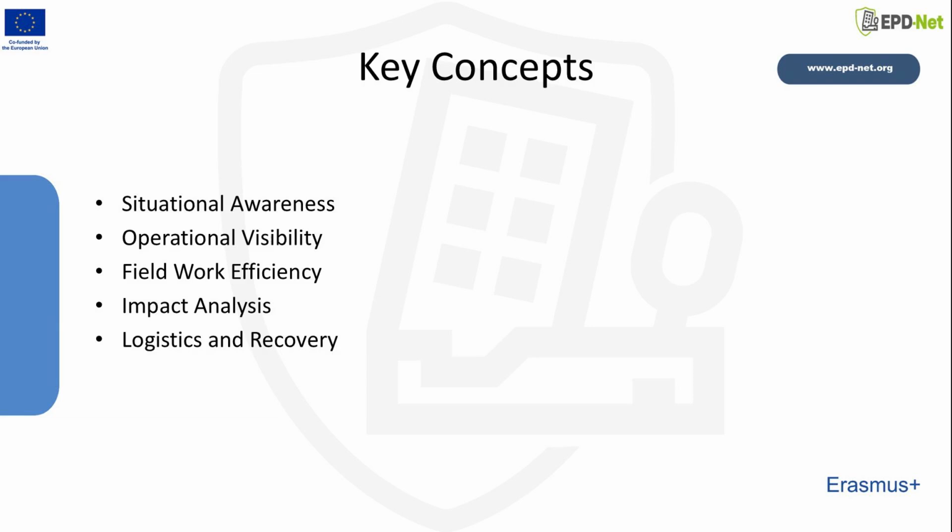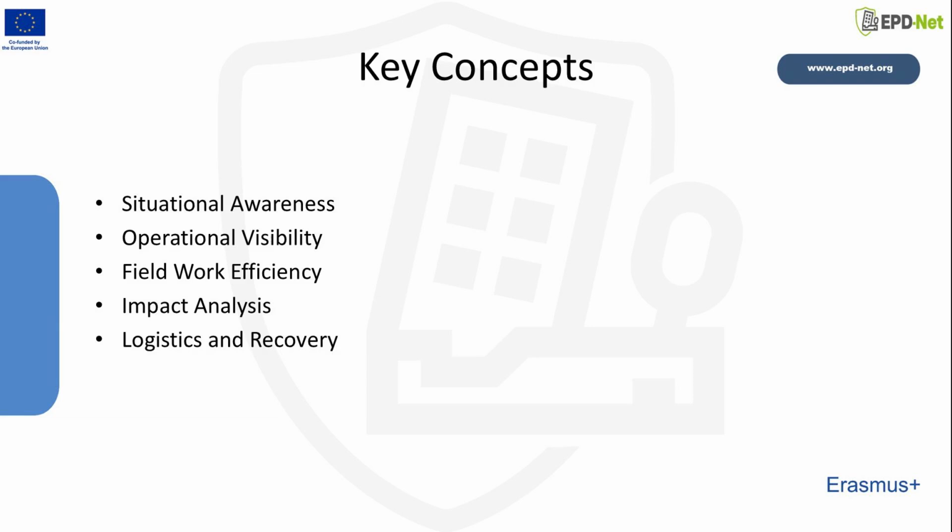Situational awareness. The ability to see what is happening in real time by bringing together information from multiple sources into a single, clear operational view. Operational visibility ensures that decision-makers can monitor incidents, resources, and field activities continuously, enabling faster and more informed actions.